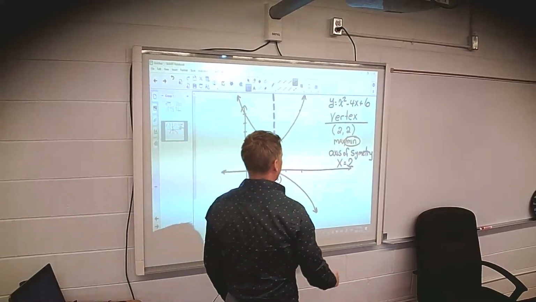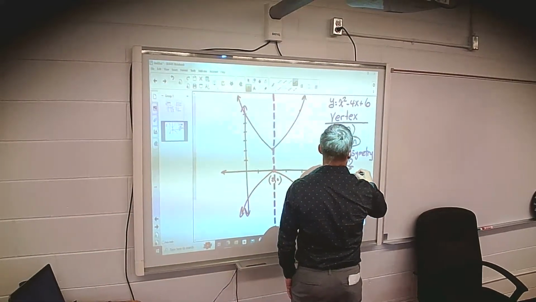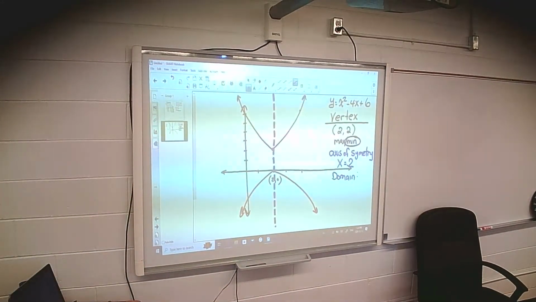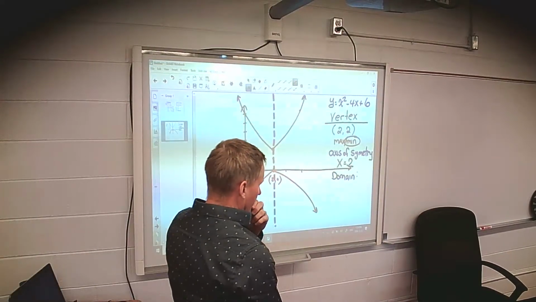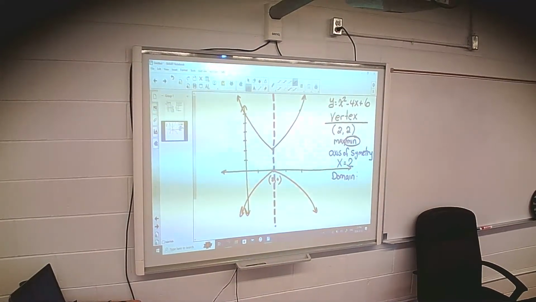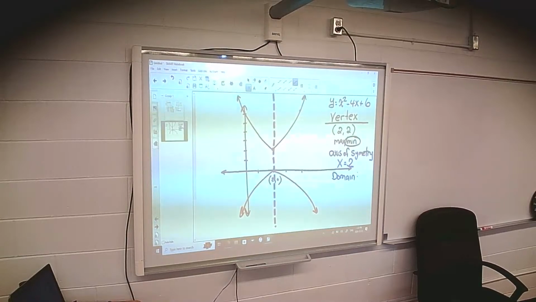Then we got to look at the domain and range. What's the domain for this graph? Go ahead. The domain. Yeah. So it's infinite. We can go up. Okay, how do we describe that though? No. Now, in grade 10, I showed you two ways in which to describe the domain and range: set notation and interval notation. You can choose whichever one you are comfortable with.